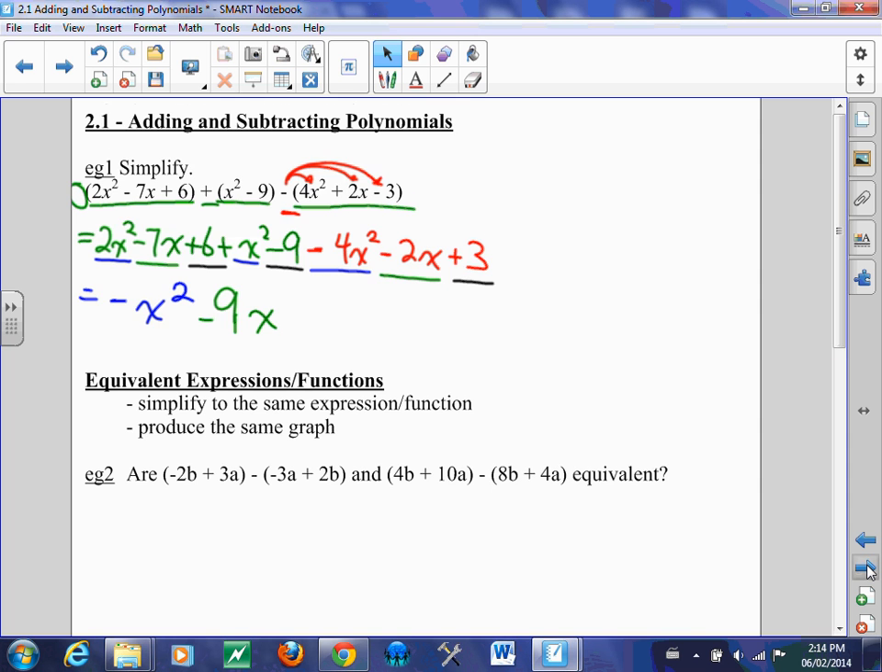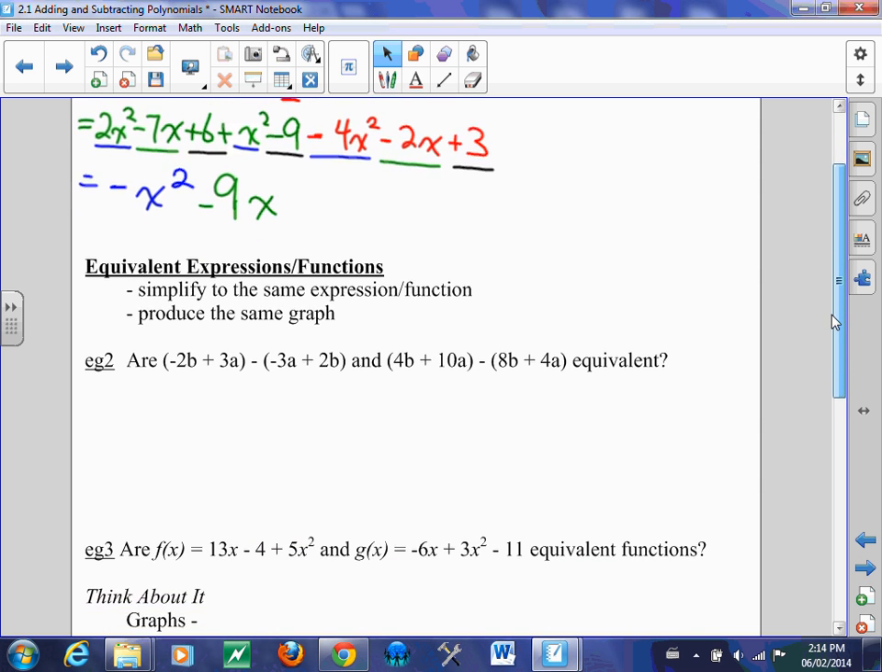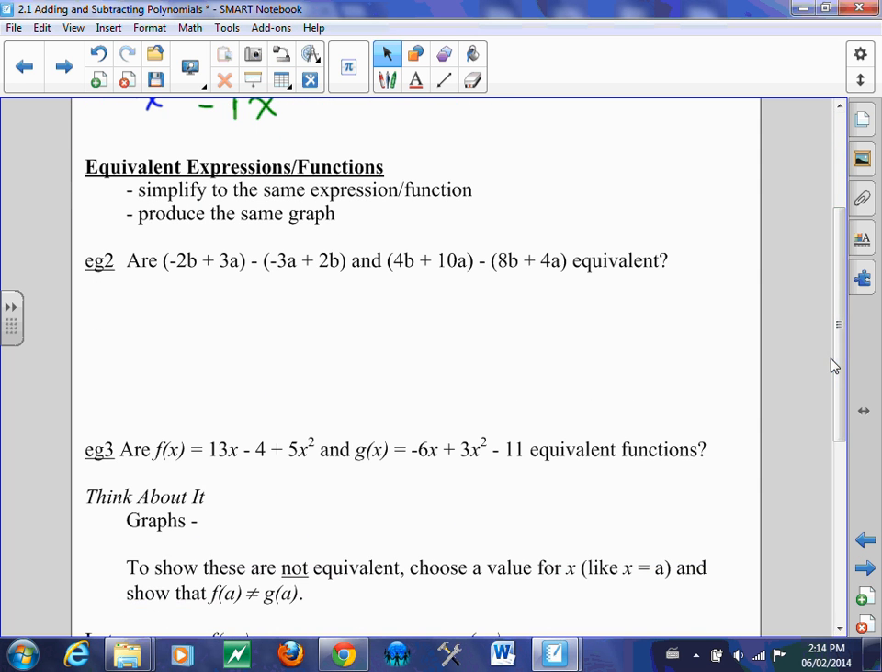All right. We should remember that hopefully from grade 9. Okay, if not from grade 10. Now we're going to take it a little step further and we're going to talk about equivalent expressions or equivalent functions. Easy thing to do, ladies and gentlemen, is to simplify to the same expression, then they are equivalent.